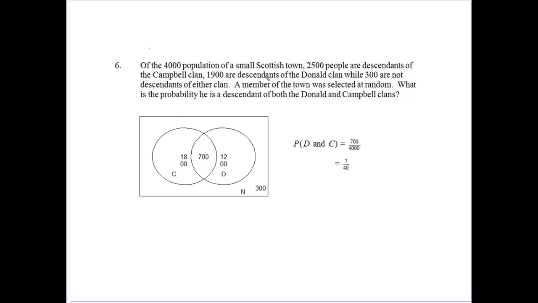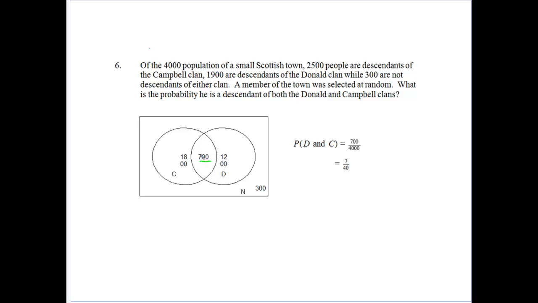Here's another one where a Venn diagram helps. We've got a population of 4,000 in a town where 2,500 are descendants of Campbells and 1,900 are descendants of Donalds, while 300 are not descendants of either clan. What's the probability of being a descendant of both Donald and Campbell? There's our situation where we've doubled up. We take out the 300 that were from neither, which leaves 3,700. Take that away from the sum of 2,500 and 1,900, and that leaves the 700 that must have been doubled up.